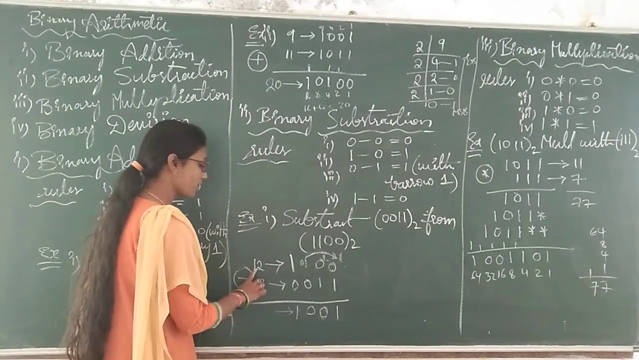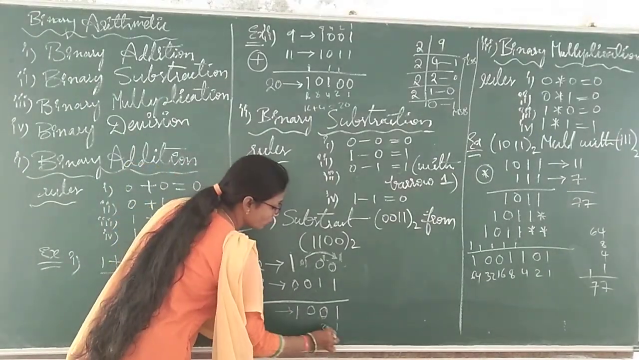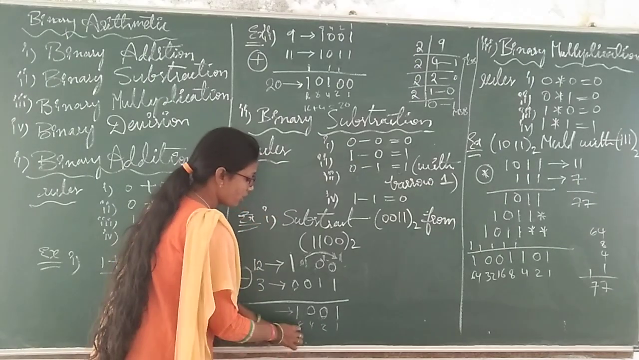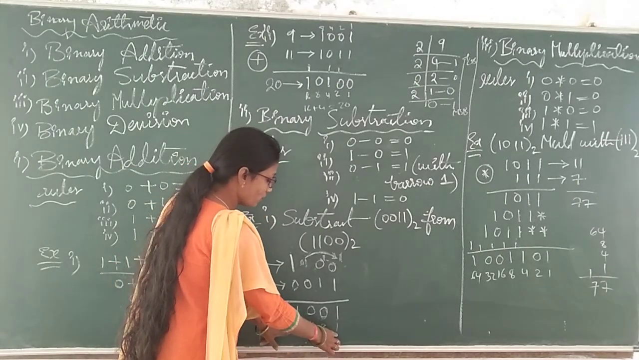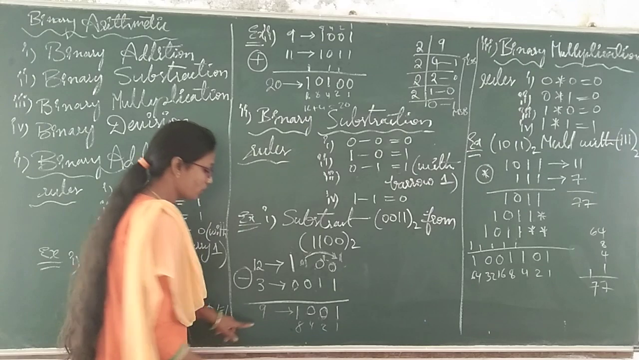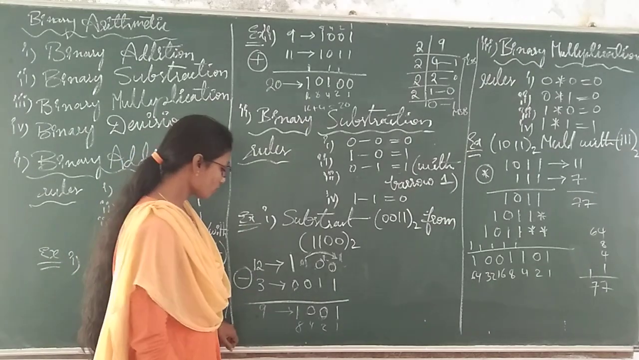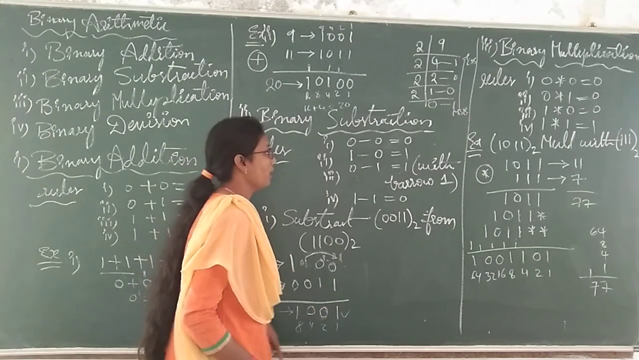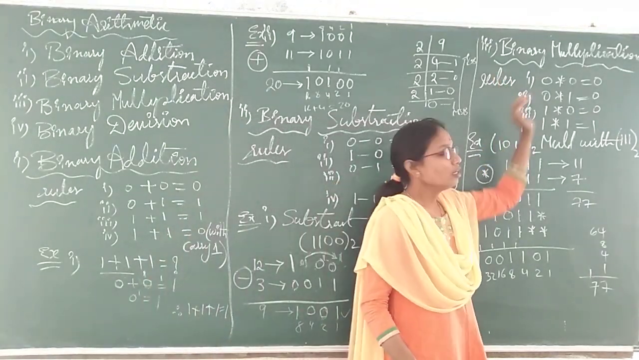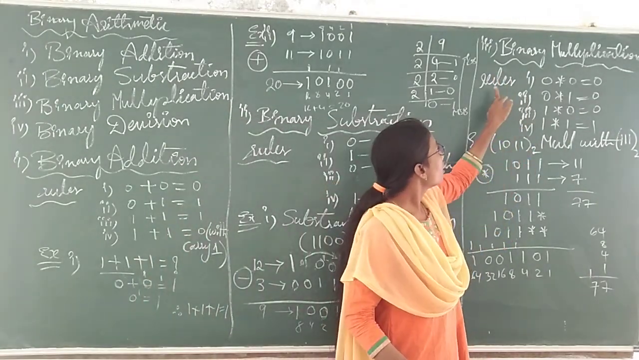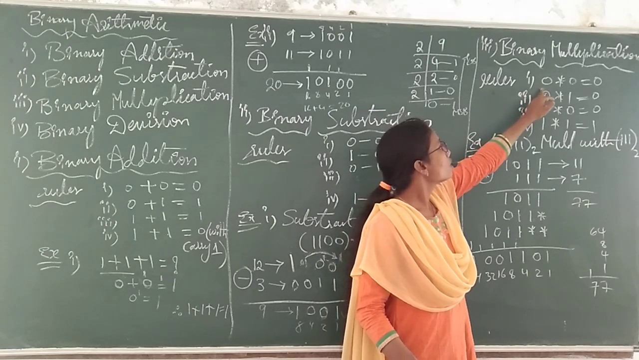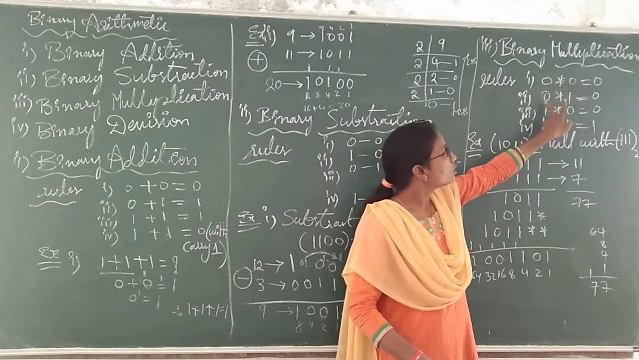Okay, after subtracting, 12 minus 3, 1, 2, 4, 8. 8 plus 1, 9. Okay, is it correct? 12 minus 3 is 9. Yes, it's correct. And next one, binary multiplication. Here the rules are 0 into 0 is 0, 0 into 1 is 0.